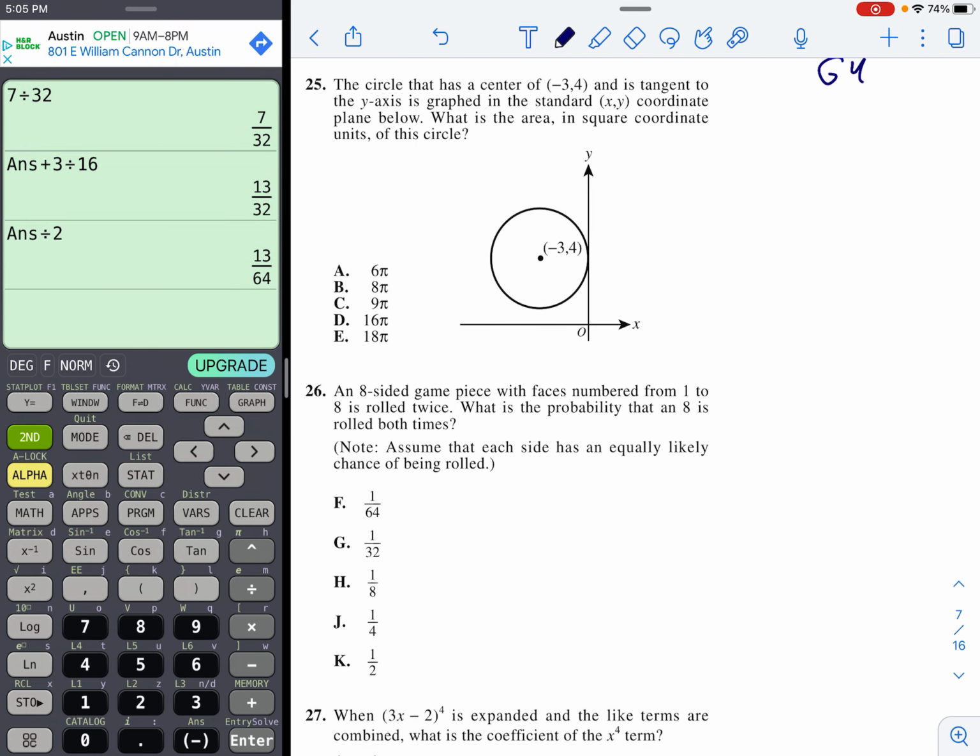25, the circle that has a center of -3, 4 and is tangent to the y-axis is graphed in the standard coordinate plane. What is the area in coordinate units of the circle? Area is pi times the radius squared. We just got to figure out what that radius is.